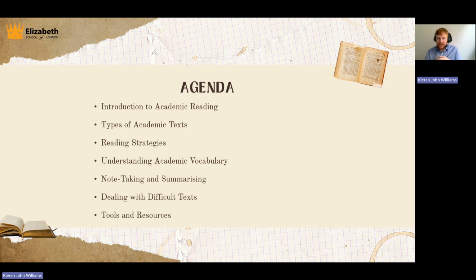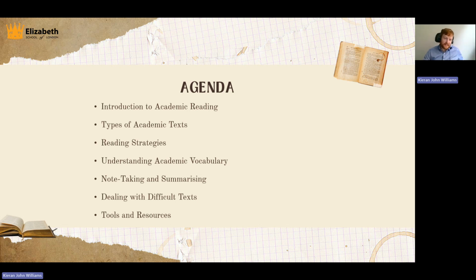After that, we're going to be looking at academic vocabulary, so what you can do if you're unsure about that vocabulary and the ways that you can take the meaning without really looking at dictionaries, things like that. Then we are going to move on to note-taking and summarising. So when you are reading, hopefully you are taking notes. And we're looking at how you can then use those notes and how you can summarise what you have read in order to get a full understanding of the text. Then we're going to have a look at dealing with difficult texts. Okay, so those really fiendishly difficult, tricky ones. And then we will finish up with some tools and resources that you can use going forward.